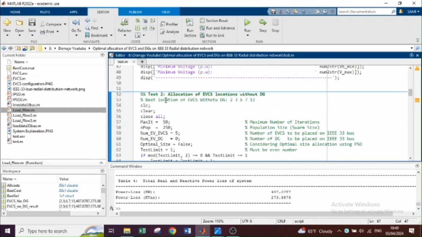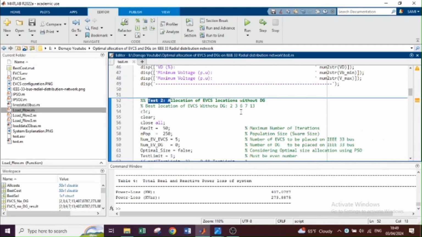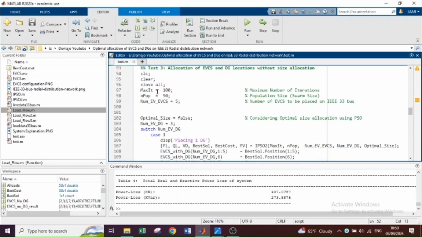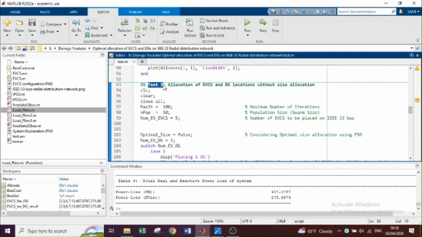All right, so we go back to the main test file, and test 2 is done, and we already know the best locations for EV charging stations. Now in test 3, we're going to reduce the power loss and the voltage deviation by adding DGs into the system, but we do not allow the IPSO to determine the size in this case. We define the population to be 50 and iterations to be 100. The number of EV charging stations stays as 5 in this case.